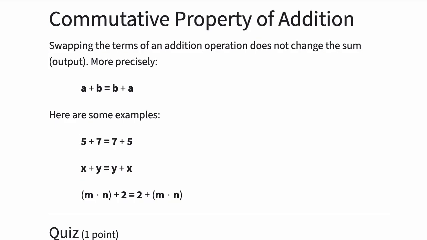The commutative property of addition says that swapping the terms of an addition operation does not change the sum or output. More precisely, a plus b is equal to b plus a. Here are some examples. 5 plus 7 equals 7 plus 5. X plus y is equal to y plus x. And m times n plus 2 is equal to 2 plus m times n.